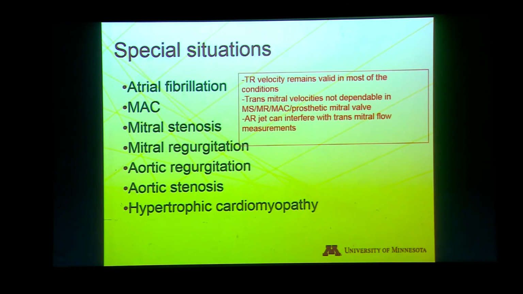So TR velocity being high, what does that mean? In the absence of pulmonary vascular disease, it's like you're estimating the PCWP indirectly. The left atrial pressure is high, so there's no pulmonary vascular disease, then you would trace it back: high left atrial pressures, high pulmonary pressures, high RV pressures, then resulting in tricuspid regurgitation. And if you have a severe AR, you have to keep in mind the AR jet can interfere with your transmitral flow measurements.